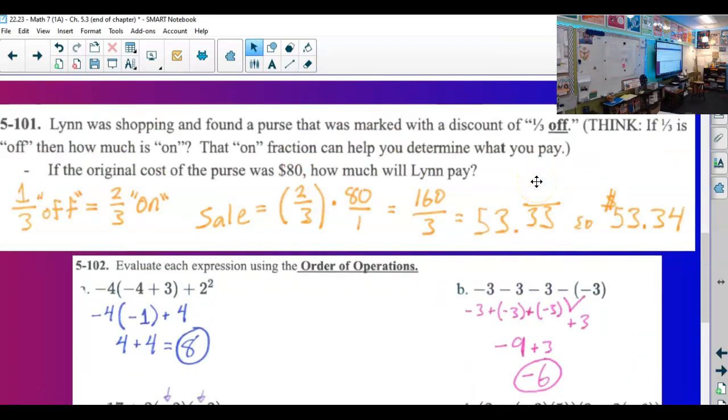So guys, in 101, if it's a 1/3 off sale, ask yourself, and I gave you a hint there, if it's a third off, how much is on? 2/3 is on. So if the original cost of the purse was 80, I could do 80 divided by 3 and then times 2, or I could just do 2/3 times 80. So we get 53.34, 53.33. If you round it down, it's okay. But money, we normally default to round up.